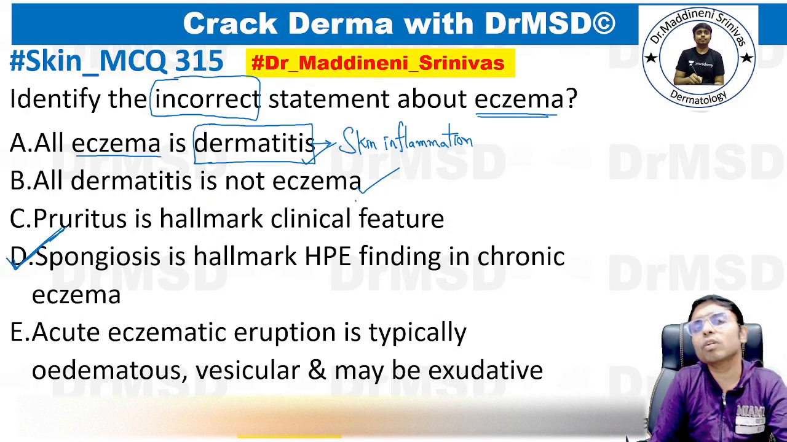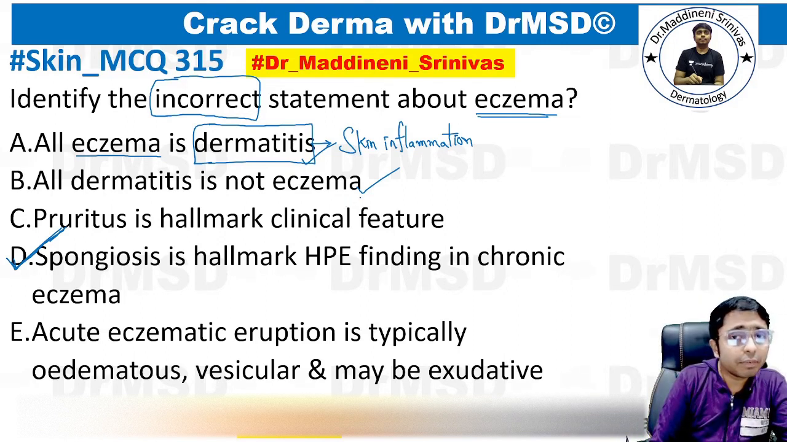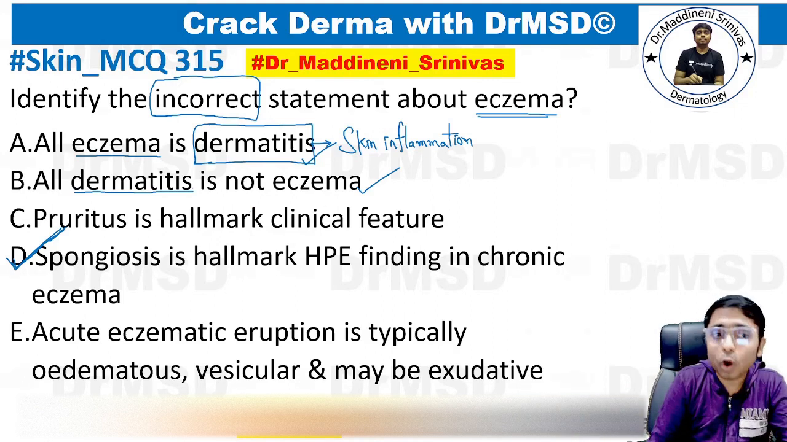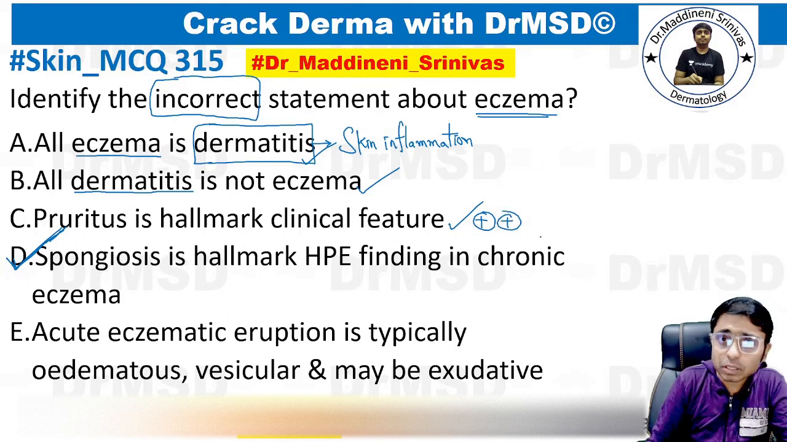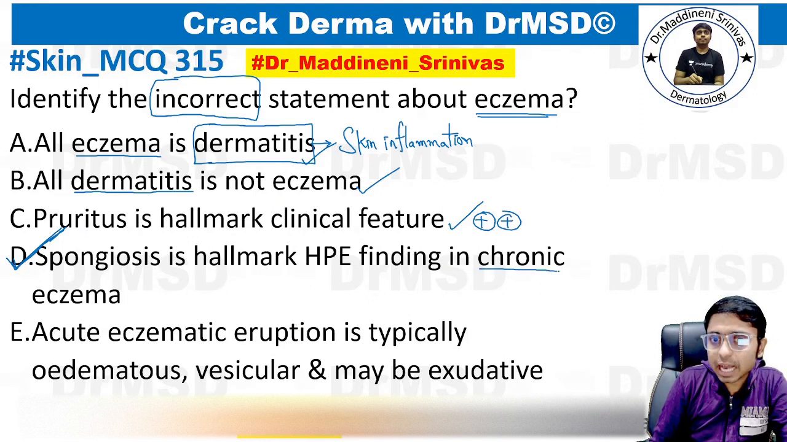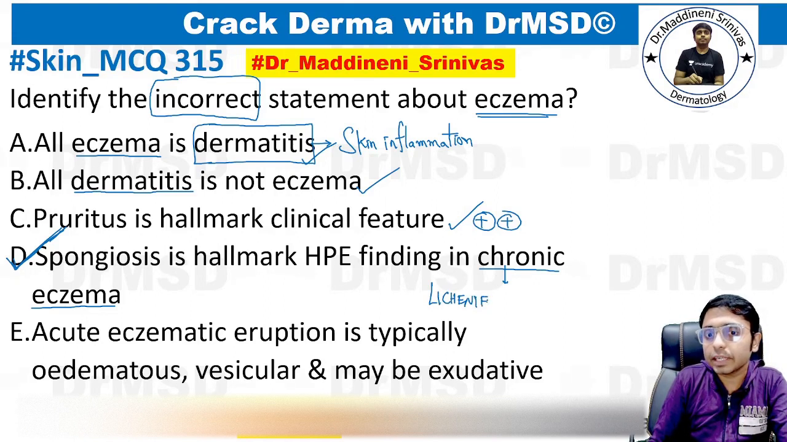Because eczema is one of the types of dermatitis in which inflammation of the skin can be seen, but there are even more skin conditions which can be kept under this broad umbrella term dermatitis. And option C, pruritus is the hallmark clinical feature, is very correct, and this is the most important symptom because of which the patient will come to us. And it is because of this pruritus that the patient, if having the chronic form of eczema, is going to develop one very important clinical finding called lichenification. I will show you how this looks in the image.